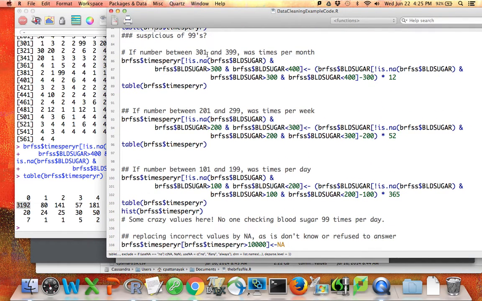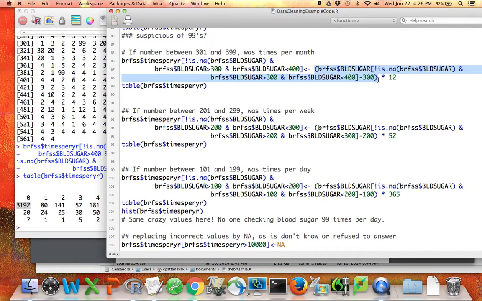People who gave responses between 301 and 399 were giving their responses in terms of times per month. So what does this whole statement say? It says, get my new variable where blood sugar is not NA and blood sugar is bigger than 300 and blood sugar is less than 400 should be set equal to the blood sugar variable where blood sugar is not NA and blood sugar is bigger than 300 and blood sugar is less than 400. Subtract 300 from all those values, right? Because if we were to look at those, they'd all be numbers starting with 300, like 301 really means 1. And then this whole thing would give us the number of times per month.